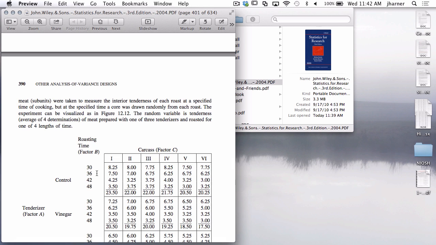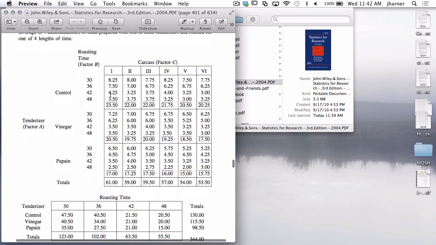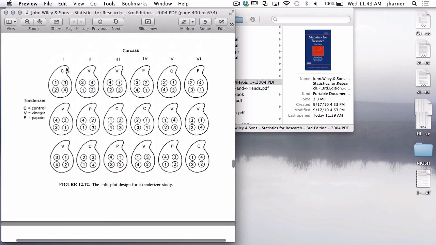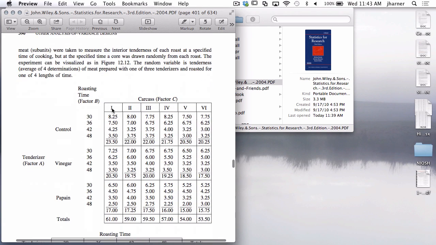So here's the data. Now this is organized so that these are the 6 carcasses, and then these are all the controls for each of the 6 carcasses. Now, in reality, of course, the control is randomized. So here I have a control, here I have a control, here I have a... So it's randomized. But if you line them up, in terms of the way you look at the data, we put all the controls here for the 6 carcasses, all the vinegar-based and all the papain-based down below. And then we're going 30, 36, 42, and 48.